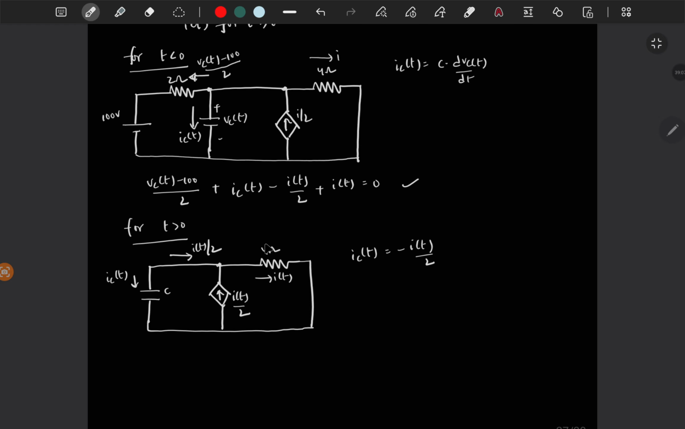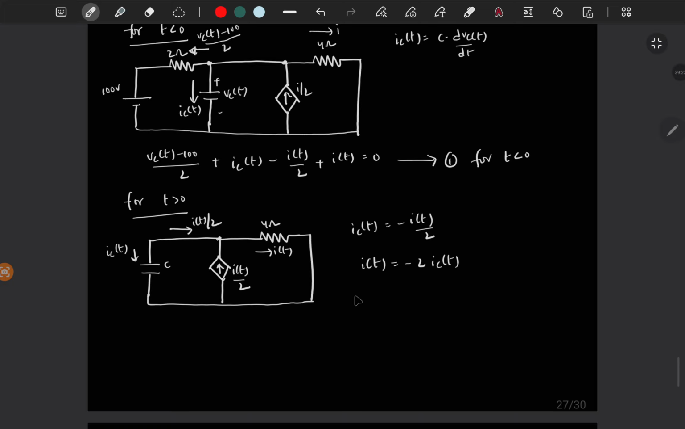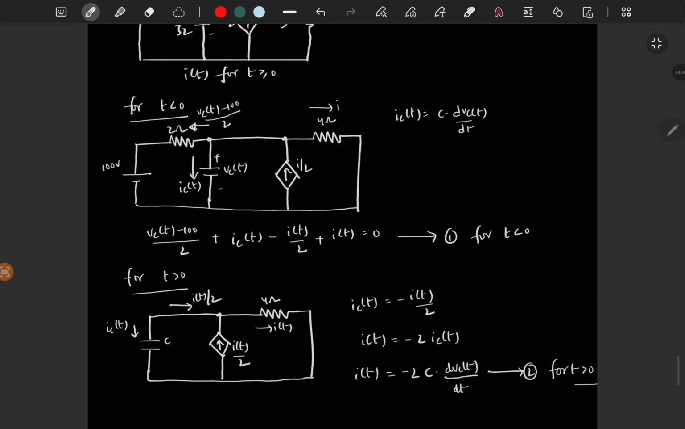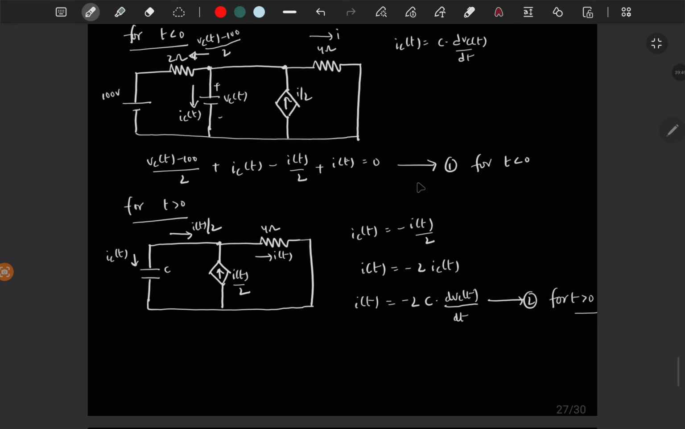Because these two are in opposite directions. So simply I of t is minus 2 IC of t. So if you solve, then you will get for t less than 0, and I of t is minus 2 C dV by dt. Then if you solve this, you will get for t greater than 0. So this is brief circuit analysis of this circuit.